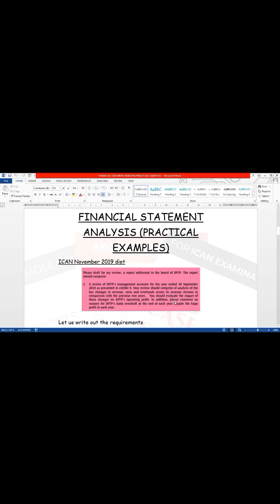You should evaluate the impact of these changes on DFPP's operating profits. In addition, please comment on the reasons for DFFP. Okay, was I saying DFPP? Sorry, it's DFFP, Detoy Farms and Farm Products, bank overdraft at the end of the year, despite the huge profits there. So this is what we're asked to do.